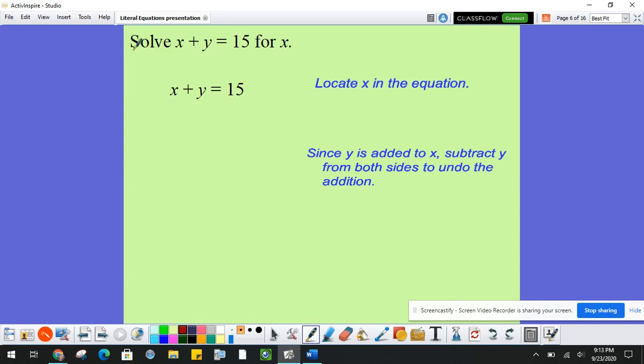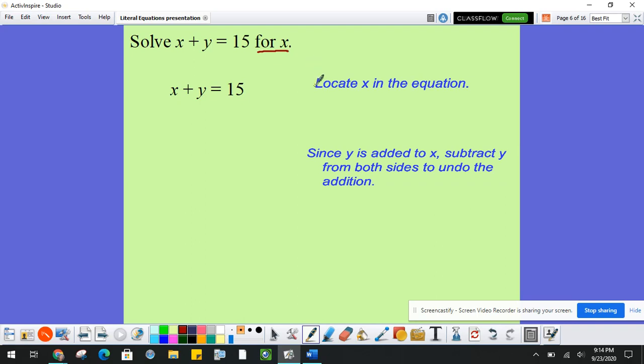So here's the first example. Solve x plus y equals 15 for x. This little part right here where it says "for x" is actually telling me which variable I want to get alone for this problem. I want to get x alone. Notice it has two variables already in it, x and y.